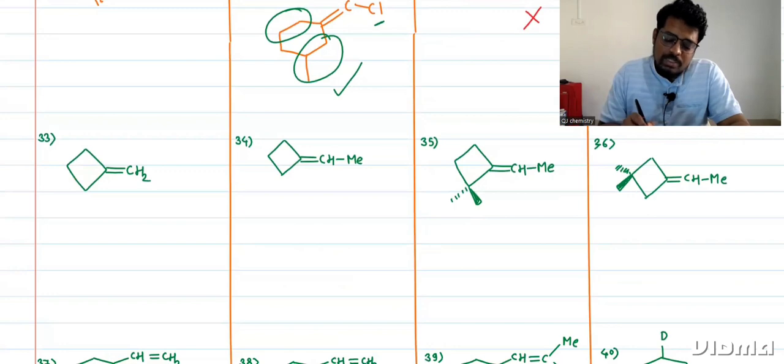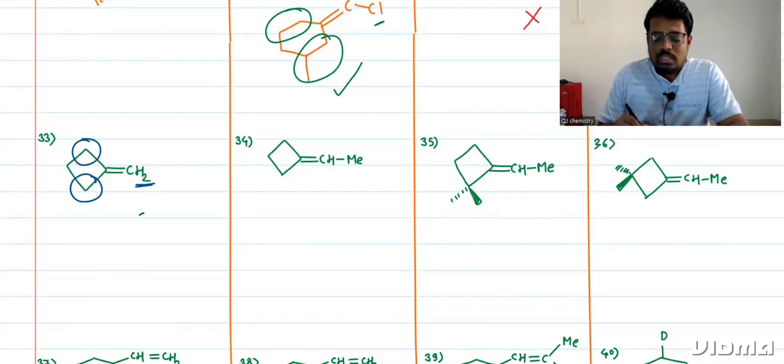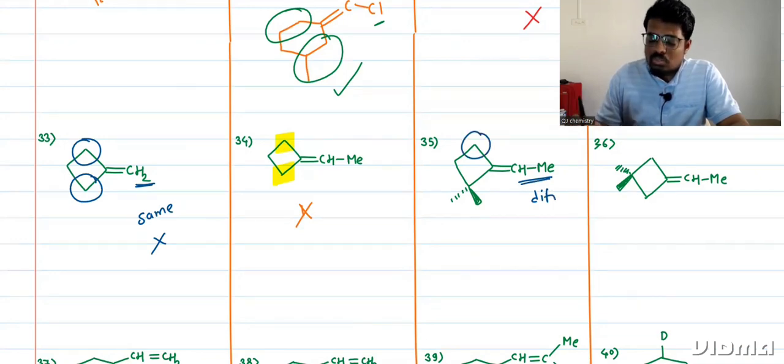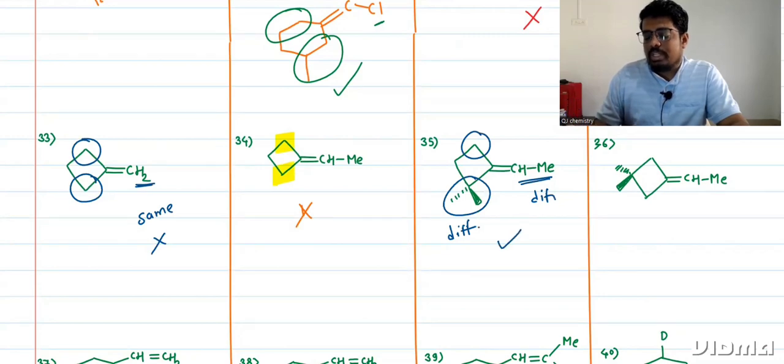Next example में CH2 groups identical and other side of carbon also CH2 same, no geometrical isomer. Next example CH2 same, no geometrical isomer. In 35 में geometrical isomer is possible because here the groups are different, and we check this type CH2 and we have this CH2 groups are totally different. So yeah, geometrical isomer is possible.